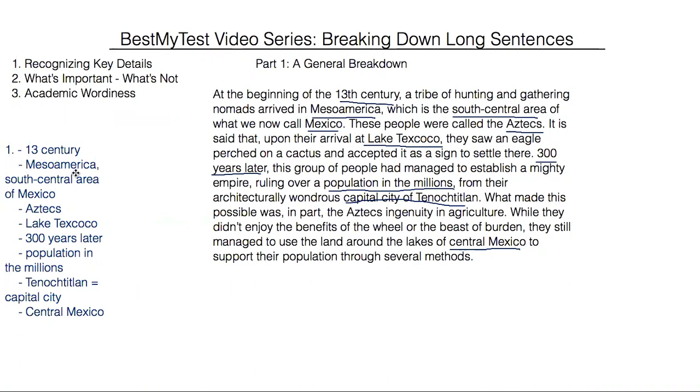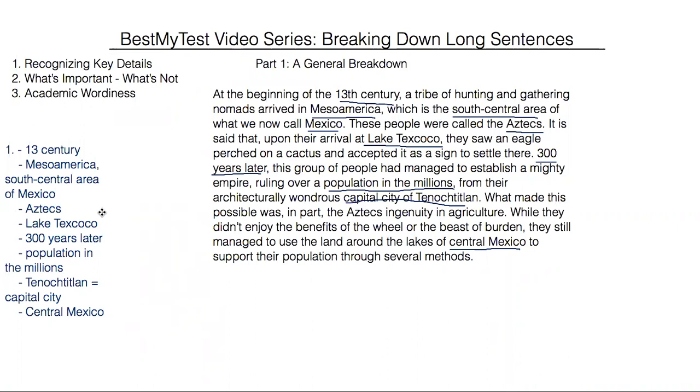13th century, Mesoamerica, which is the south central area of Mexico, Aztecs, Lake Texcoco, 300 years later, population in the millions, the capital city's name, and central Mexico. So even if you just looked at this information, we're already starting to paint a fairly clear picture of what this whole passage is about. We have a time period, we have a development in a later time period, we have a pretty specific location because we have a part of a country, we have a lake mentioned specifically, and we have the name for who we're talking about.